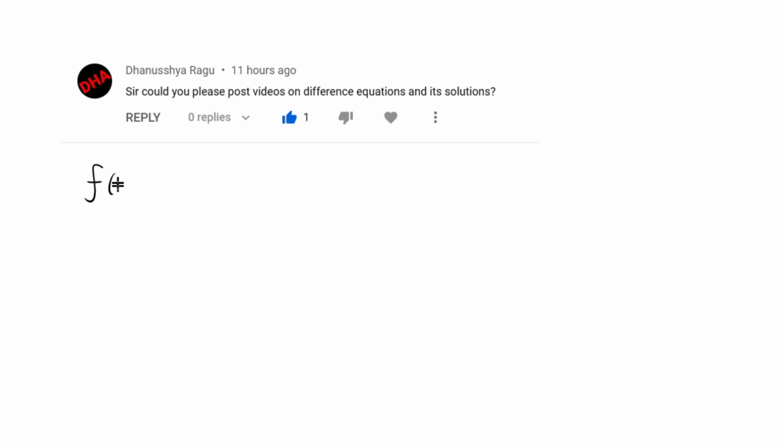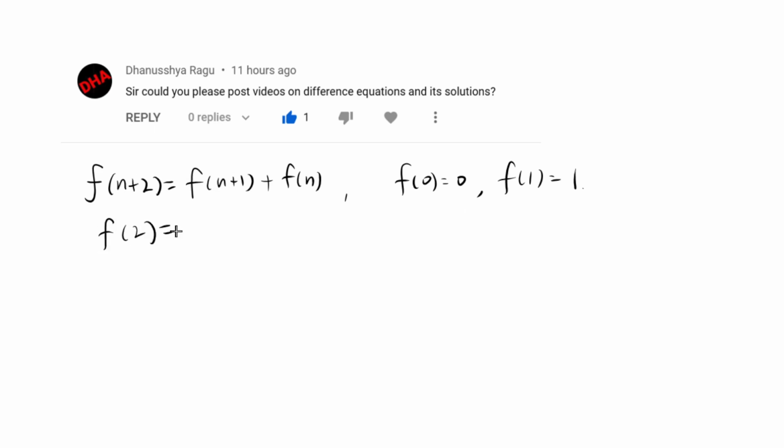Say you have f of n plus 2 equals f of n plus 1 plus f of n, with f of 0 equals 0 and f of 1 equals 1. Now if you plug in 0 here, you get f of 2 equals f of 1 plus f of 0. That's when n is 0, right? And because this is 0 and this is 1, you add them up, you get 1 as f of 2.